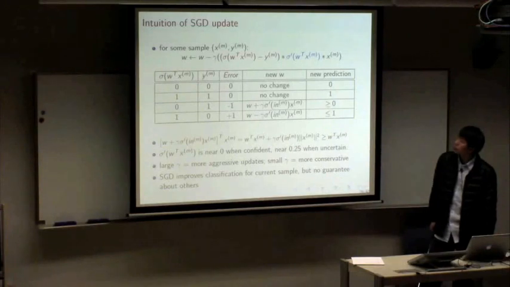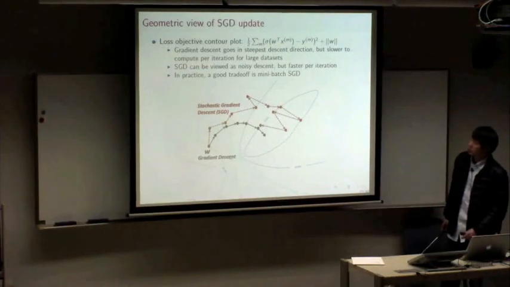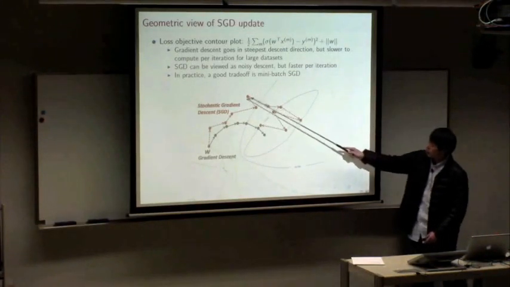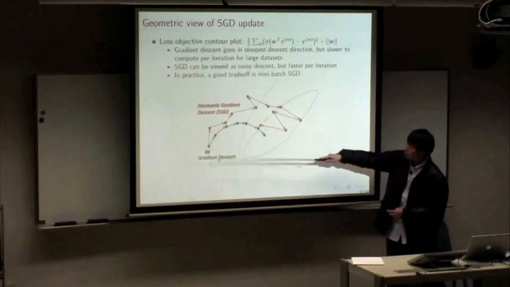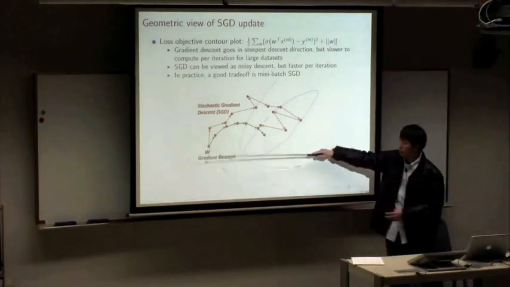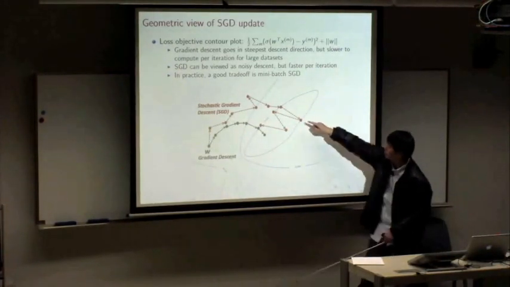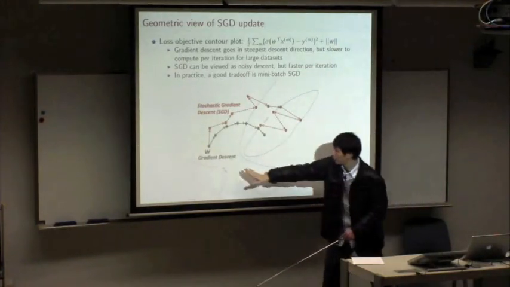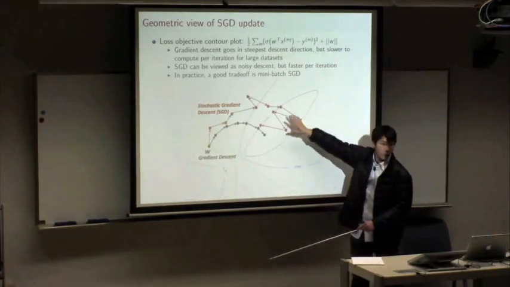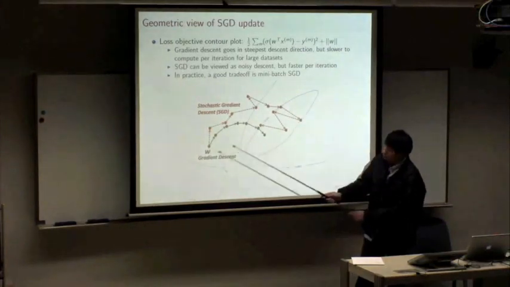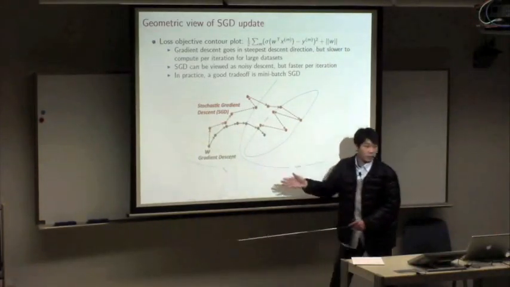Okay. So here's a sort of geometric view, just a different view of SGD. Here I'm going to plot the loss objective contour, and we're going to think of it in a 3D space. So this plane is W. We have two W's to optimize. You can think of this as a mountain coming out towards you, and these are the contours. Here is the largest, and then gradually it decreases. And here is a valley. Basically, we want to get to this valley. We start with some initial W on this mountain, and we want to do a descent on this mountain.